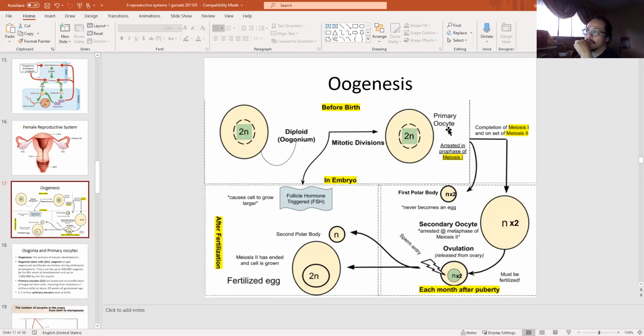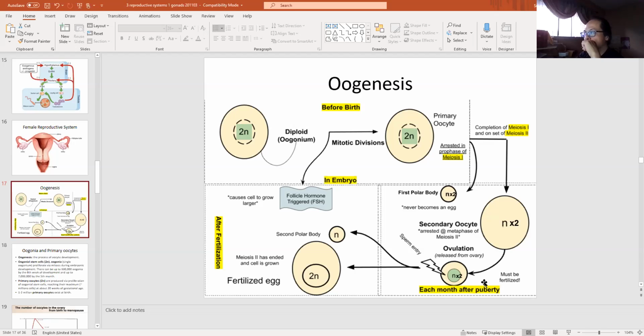However, one thing you need to know is that each of these primary oocytes will live in a follicle. It will be wrapped, and each one will stay at rest and not change until puberty. After birth, nothing happens until puberty. Then each one will continue its meiosis.